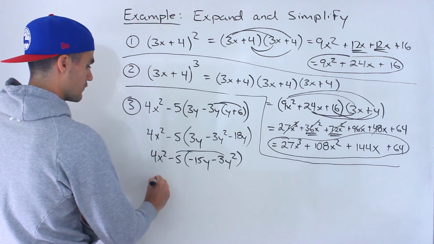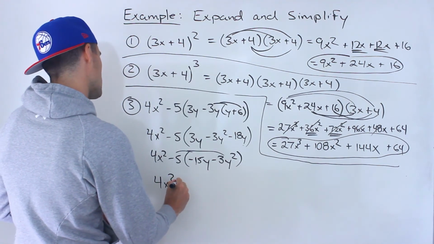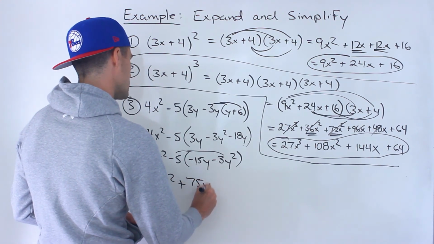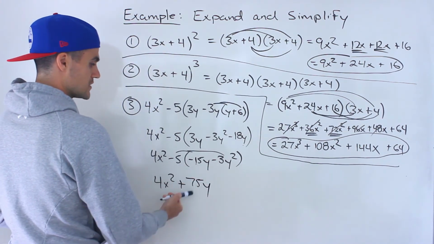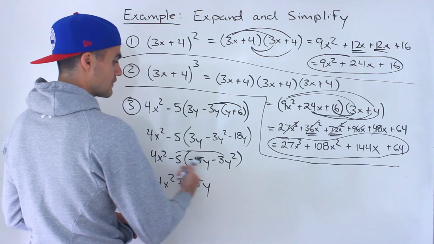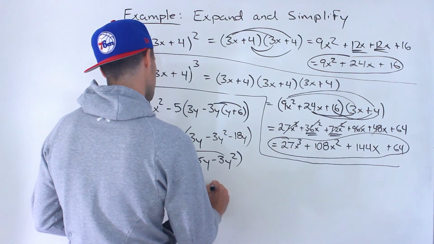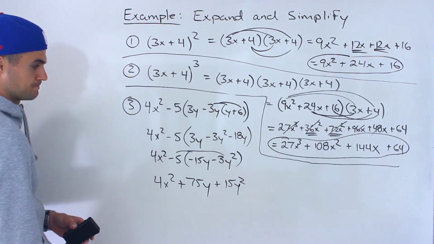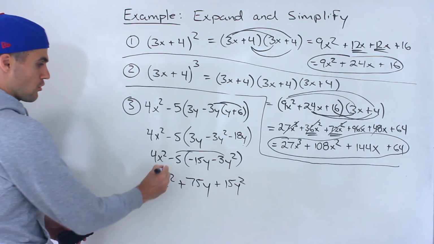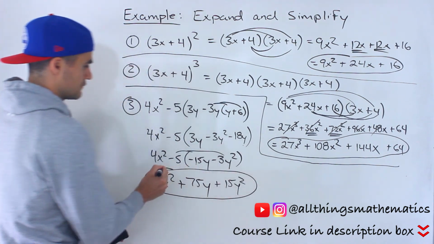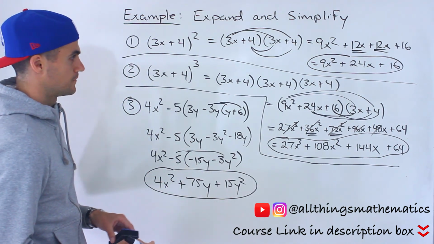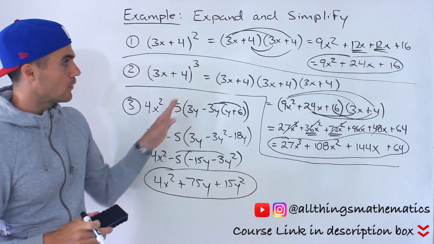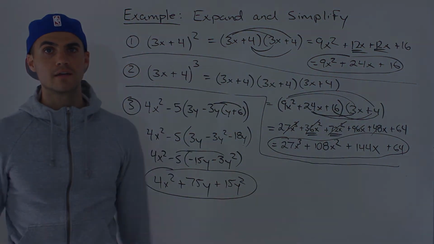Then from here, what we can do is distribute. So we'd have 4x squared plus, this would be 75y. Negative 5 times negative 15y is positive 75y. Negative 5 times negative 3y squared gives us positive 15y squared, like that. So that is the final answer for number 3. So those are just some different scenarios that you could be presented with when you're expanding and simplifying expressions.